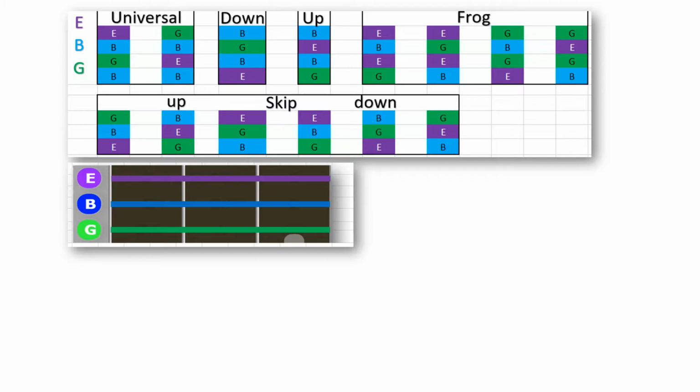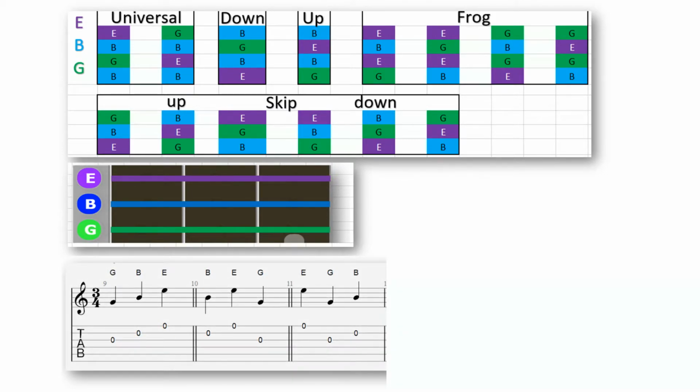Now let's look at the 6 remaining 3-note patterns. I call these skips because each pattern incorporates a string skip. We have the 3 patterns moving upwards starting from each of the 3 notes, and finally the 3 patterns moving downwards, again starting from each of the 3 notes.